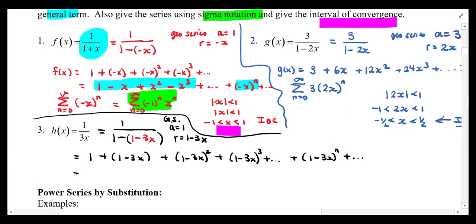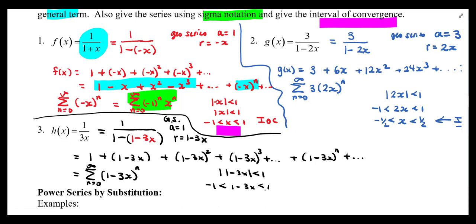The equivalent summation notation, sum of n equals 0 to infinity, and the expression is written as 1 minus 3x to the power of n. And finally, the interval of convergence, the absolute value of 1 minus 3x is less than 1. Rewriting it as 1 minus 3x is between negative 1 and 1.